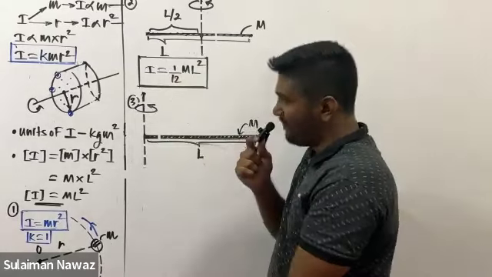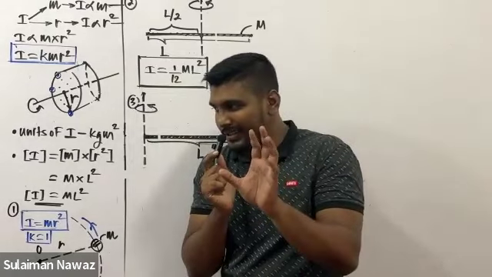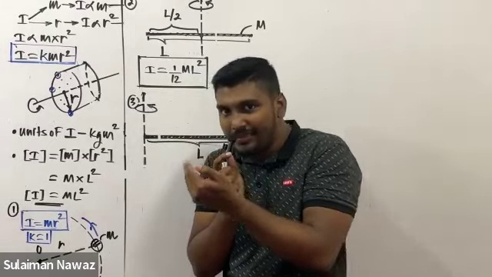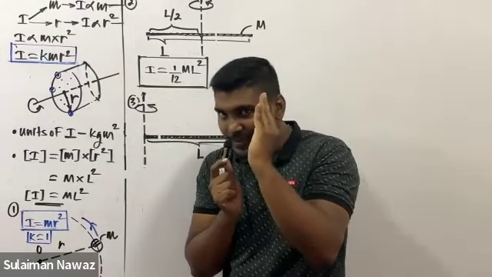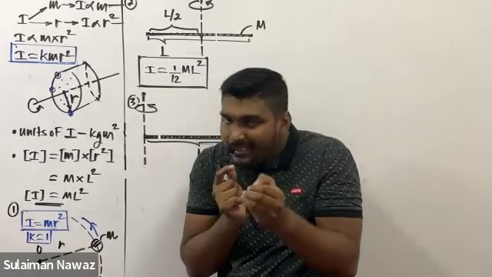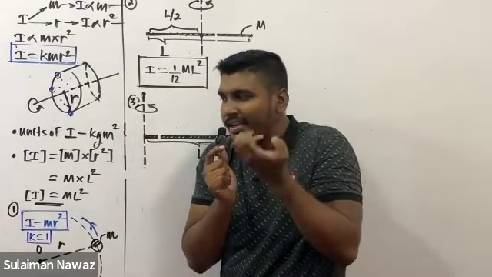Now see, I told you the thumb rule: from the axis of rotation, if the mass distribution is larger, it means a large moment of inertia. It is difficult to rotate, the reluctance is high.